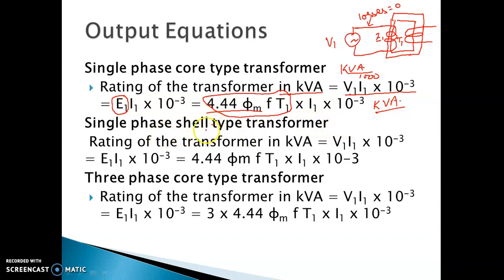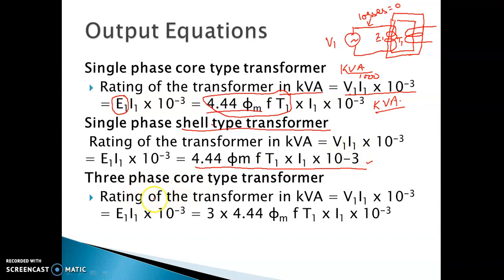So for the transformer, what we study is generally the single phase, core type and shell type transformer that we are going to design. Single phase transformer, shell type transformer. That diagram I will show in the next slide. Rating of the transformer in kVA. The rating for shell type is also the same as the general single phase core type transformer rating.